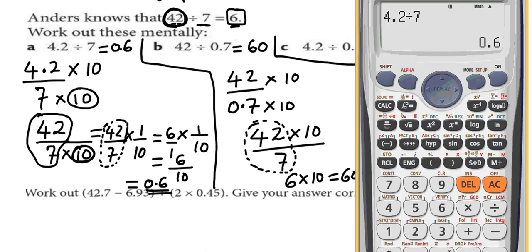And you can do that using a calculator. 42 divided by 0.7, the answer is 60. So can you see that? It's 60.